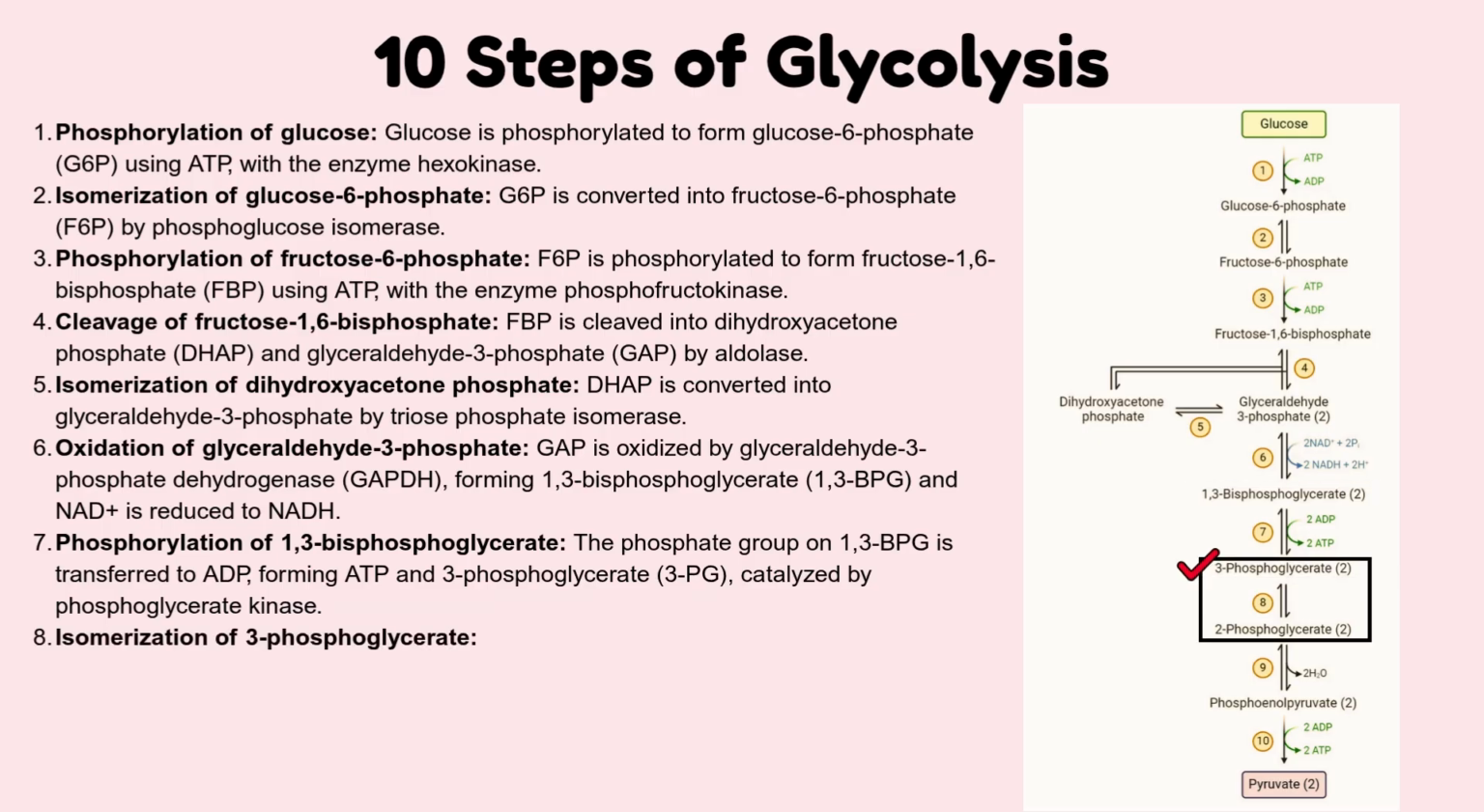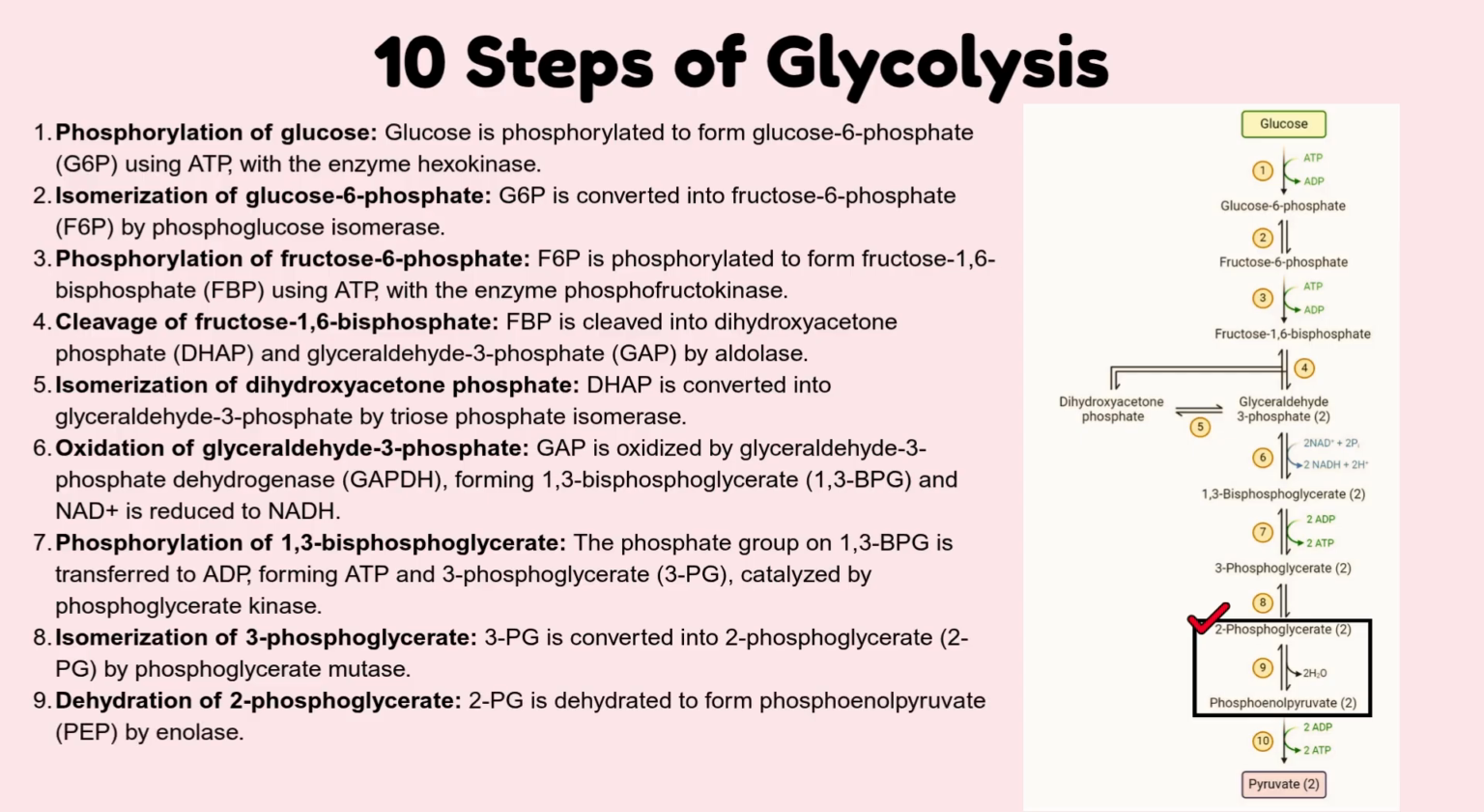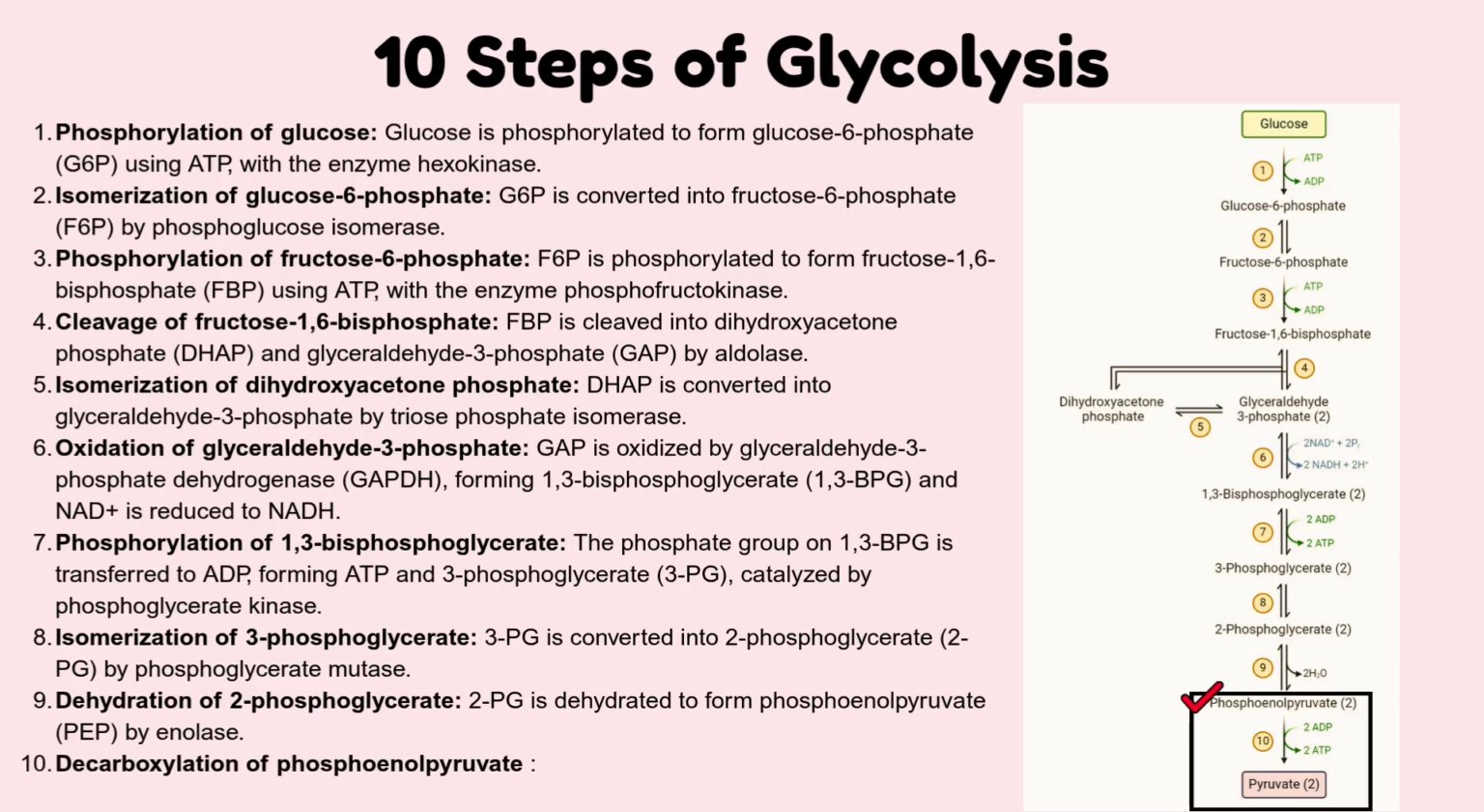Isomerization of 3-phosphoglycerate. 3-phosphoglycerate is converted into 2-phosphoglycerate by phosphoglycerate mutase. Dehydration of 2-phosphoglycerate. 2-phosphoglycerate is dehydrated to form phosphoenol pyruvate by enolase. Decarboxylation of phosphoenol pyruvate. Phosphoenol pyruvate is decarboxylated to form pyruvate by pyruvate kinase, also producing ATP.